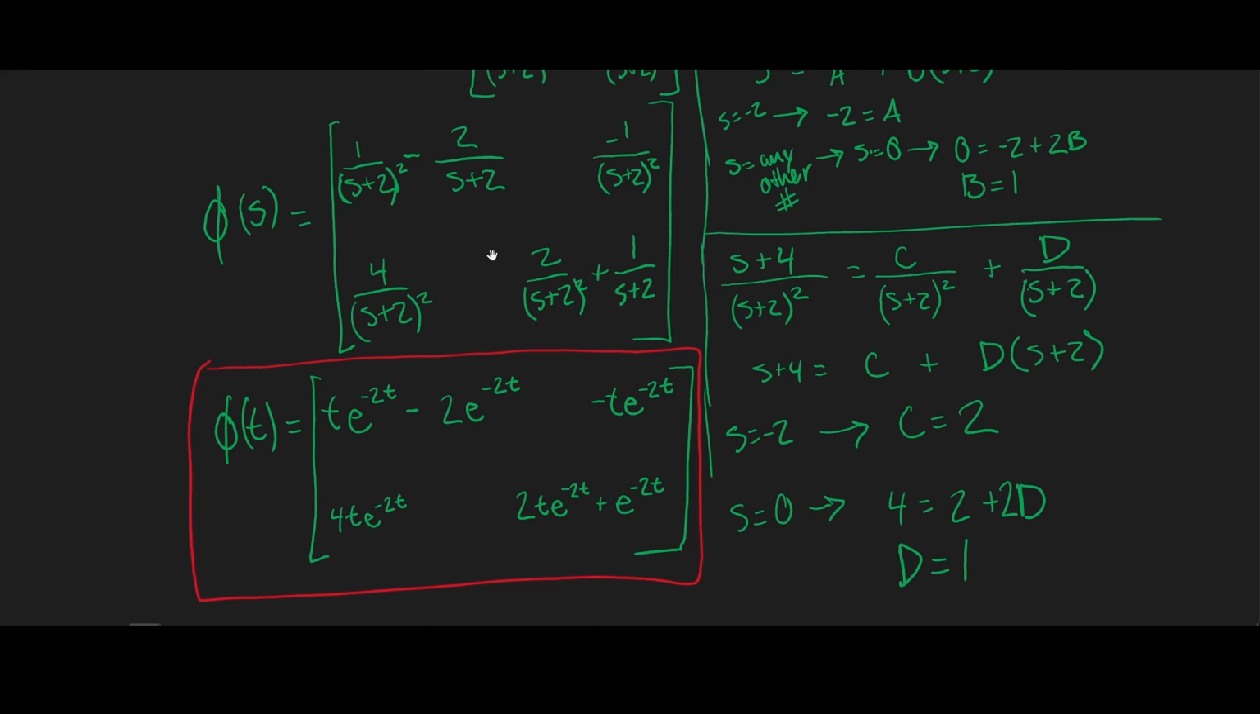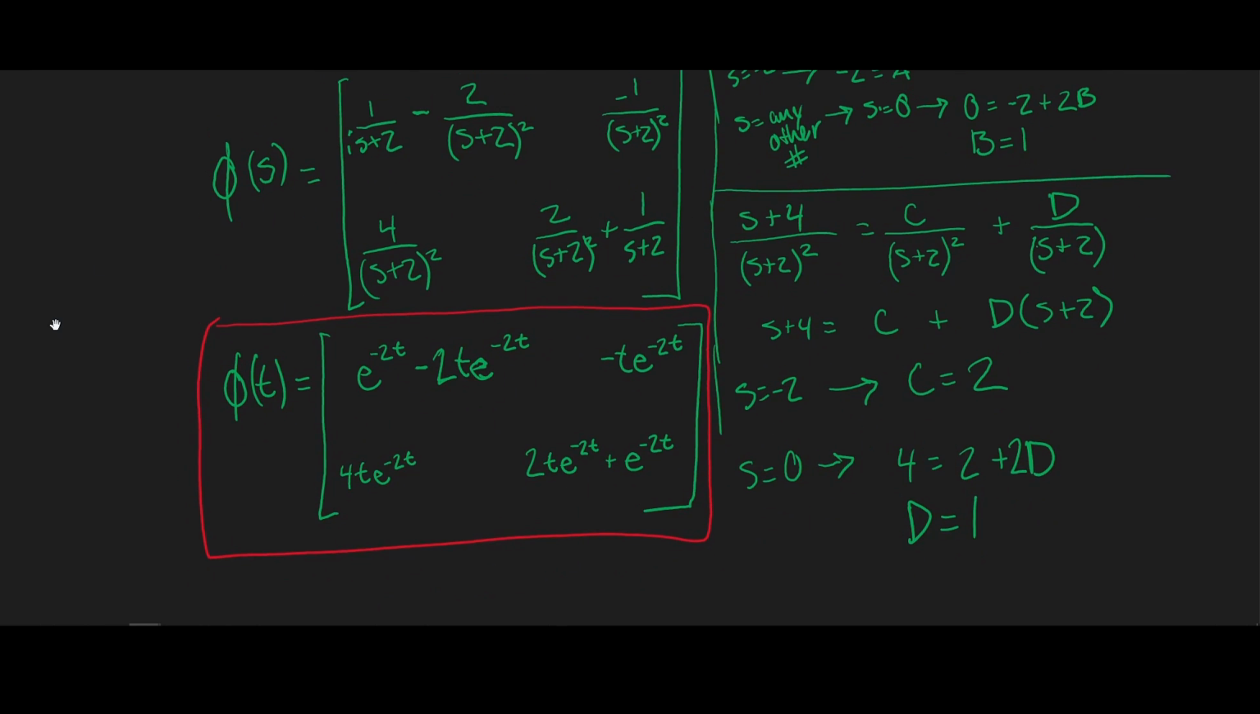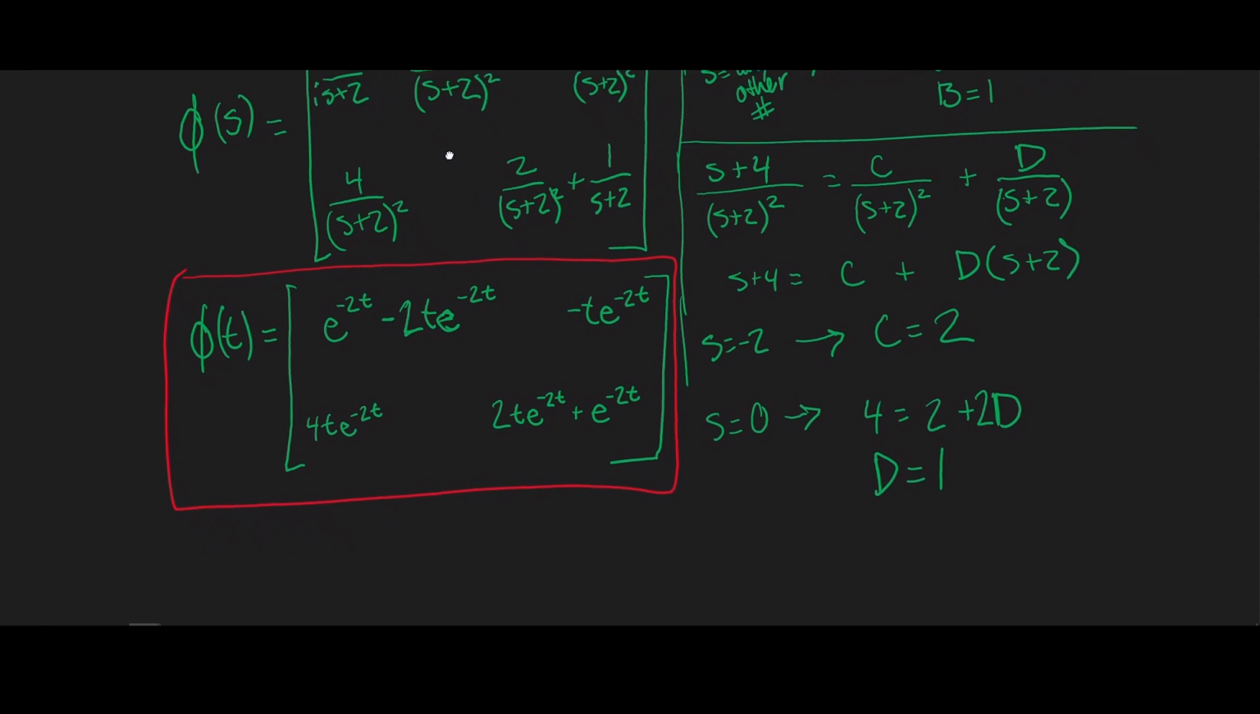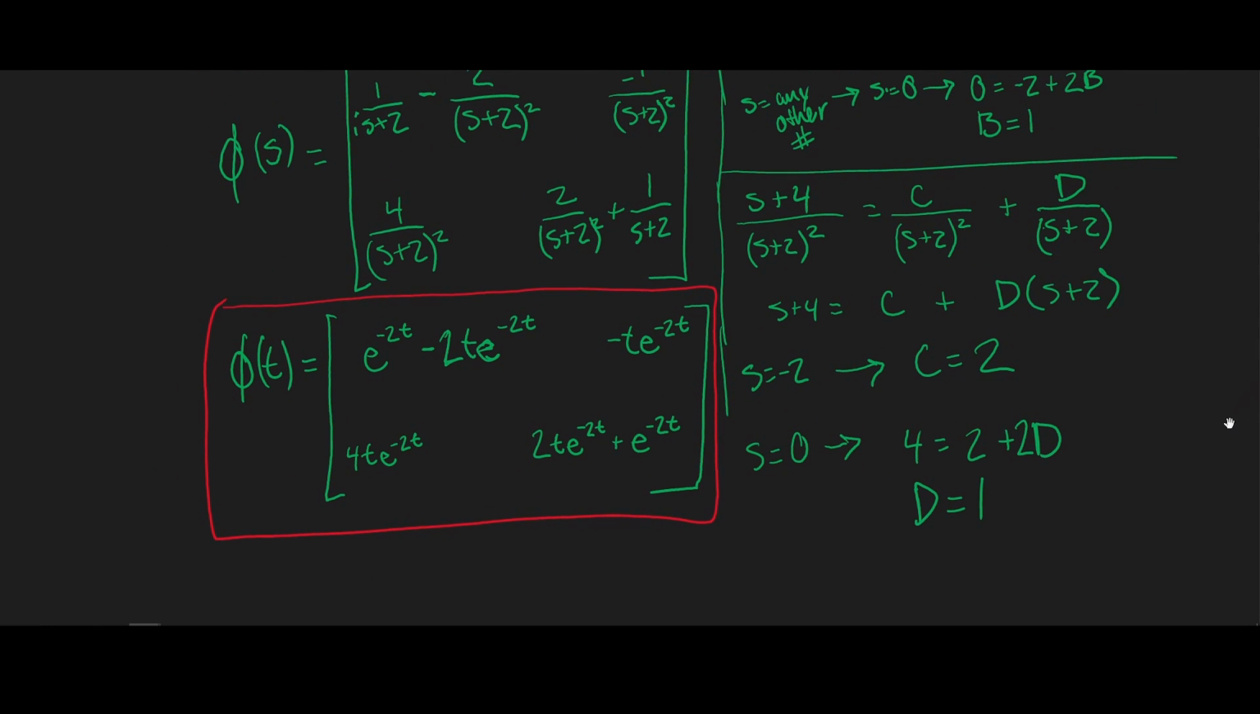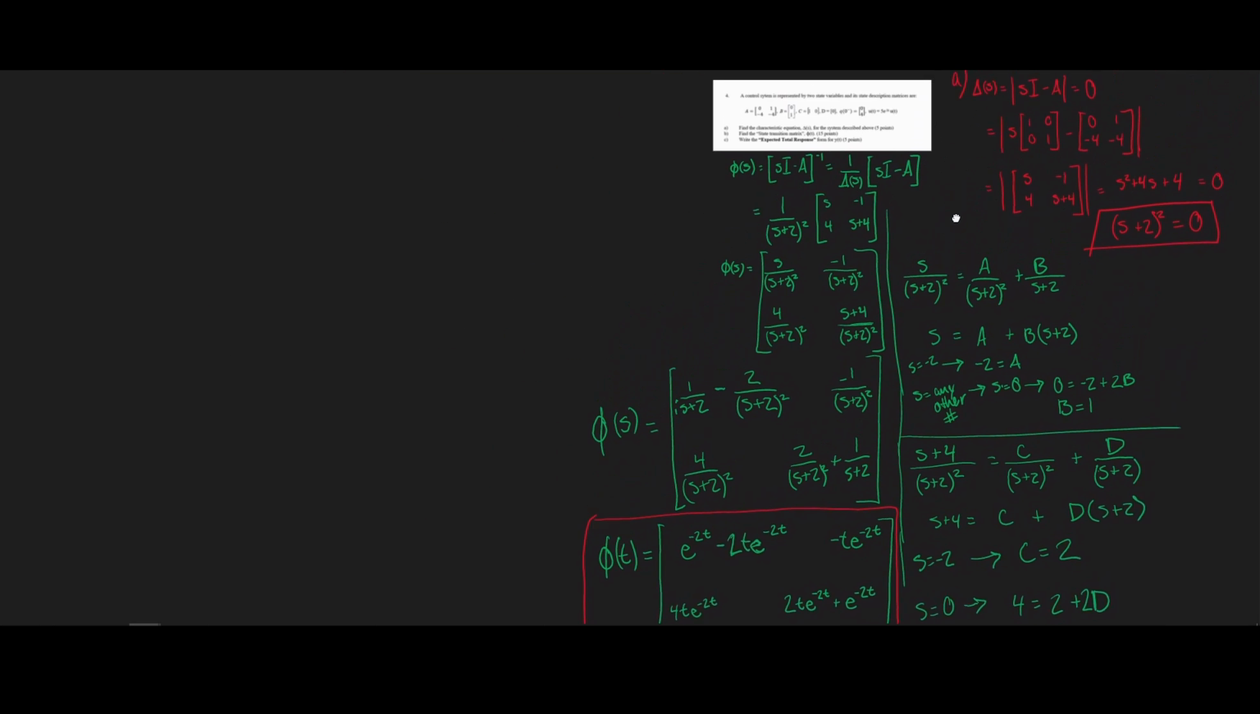I noticed one little mistake, so I have to backtrack just a little. And that should be correct. The transition matrix is the matrix exponential function that describes the unforced response of the system. And that concludes part B of question 4.